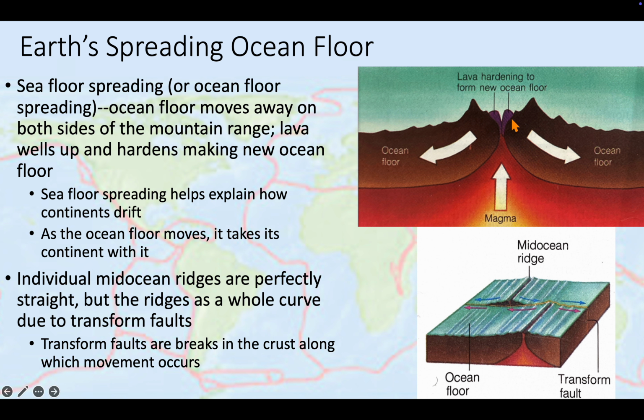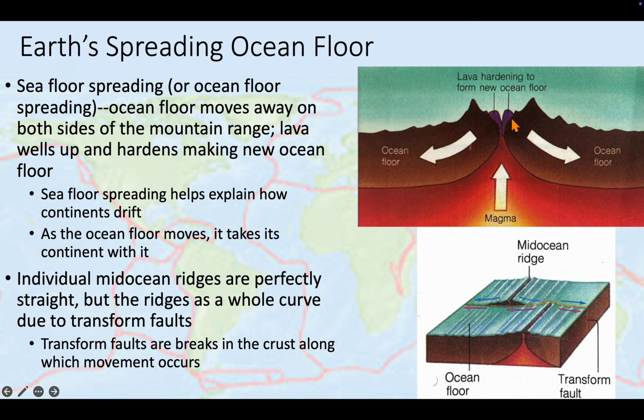All right, for lesson 2, we're going to talk about Earth's spreading ocean floor. You should be able to relate ocean floor spreading to continental drift and how that links. You should be able to describe what causes a mid-ocean ridge and how magnetic reversals provide evidence for ocean floor spreading. Now, you might hear me say seafloor spreading or ocean floor spreading. It can be referred to as either or.